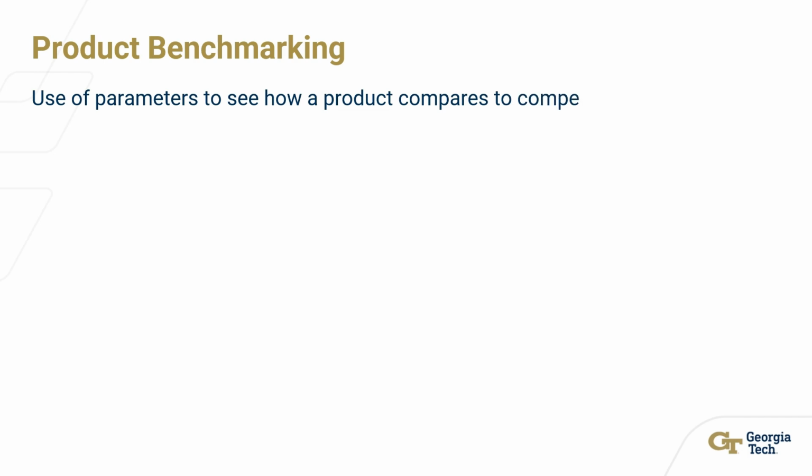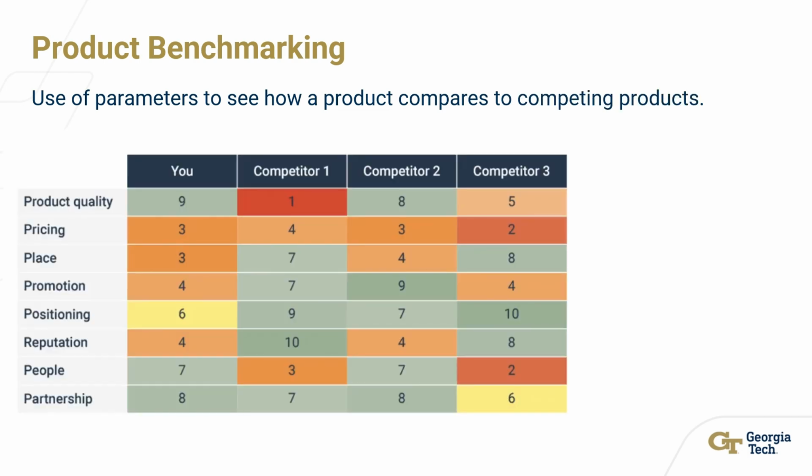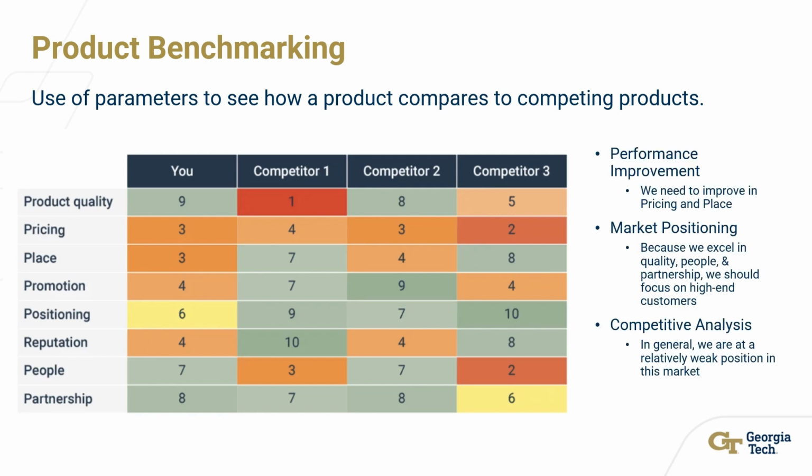Another really interesting topic is product benchmarking, which makes use of parameters to see how a product compares to competing products in the market. An example of this application can be seen in the following table, where a company's product is being compared to three competitors. First, it clearly suggests the performance improvement. Since the company only scores 3 points in both pricing and place, this is what the engineering team needs to work on. The next step of design is perhaps design for cost, which lowers the sale price.